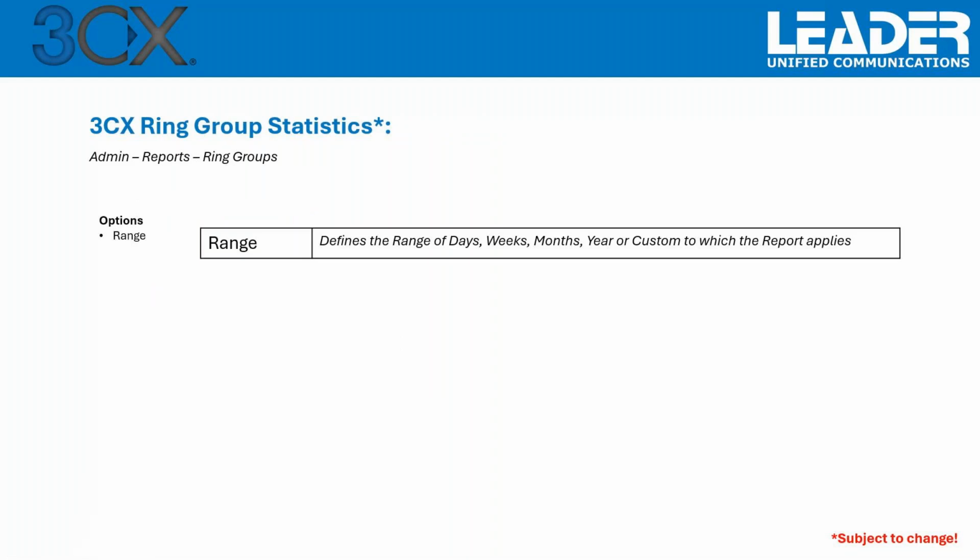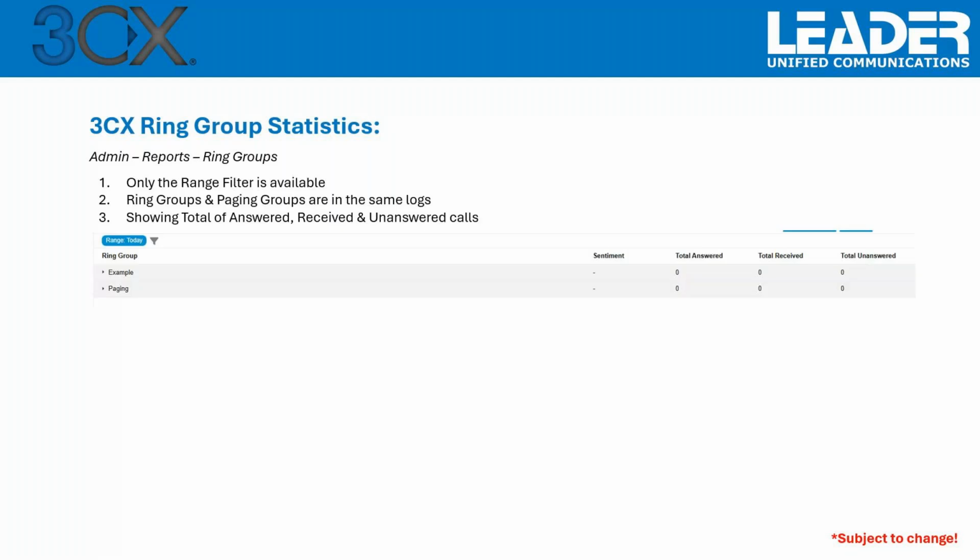Ring group statistics. Ring group includes also paging groups. There is only the range available. It defines the range of days, weeks, months, year, or custom to which the report applies. Again, we see here only the range filter is available. Ring groups and paging groups are in the same logs, showing a total of answered, received, and unanswered calls. Of course, again, you see here on the top right of that screenshot, there is also the print or CSV export function.